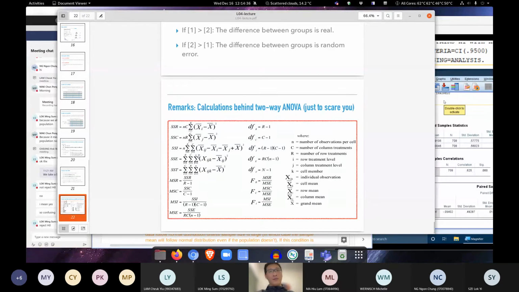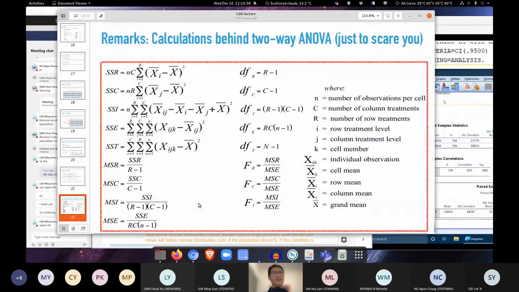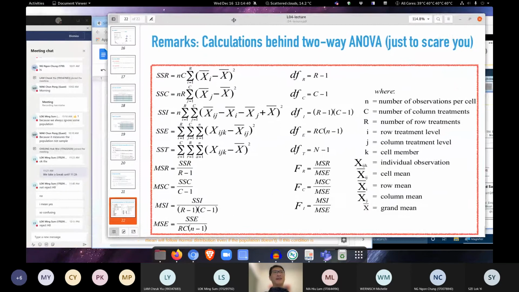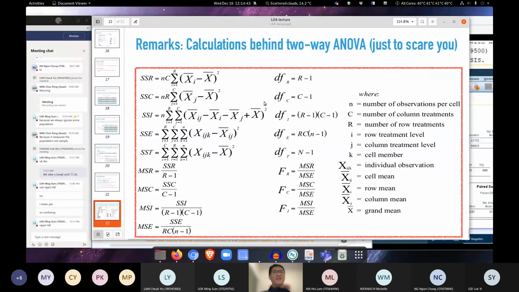Okay, this is not one-way but two-way ANOVA. But you know, the one-way will be a little bit easier than that. But you look at the formula, it is still very scary. This is the two-way ANOVA.